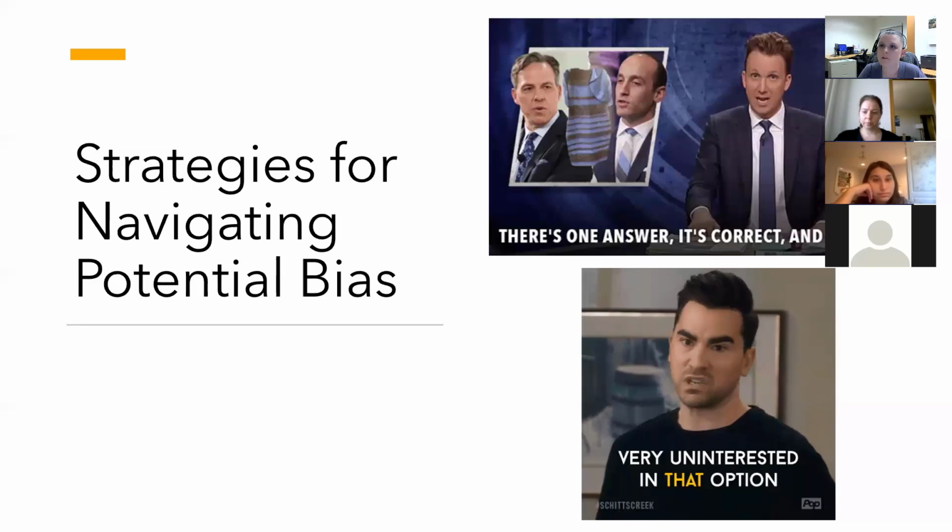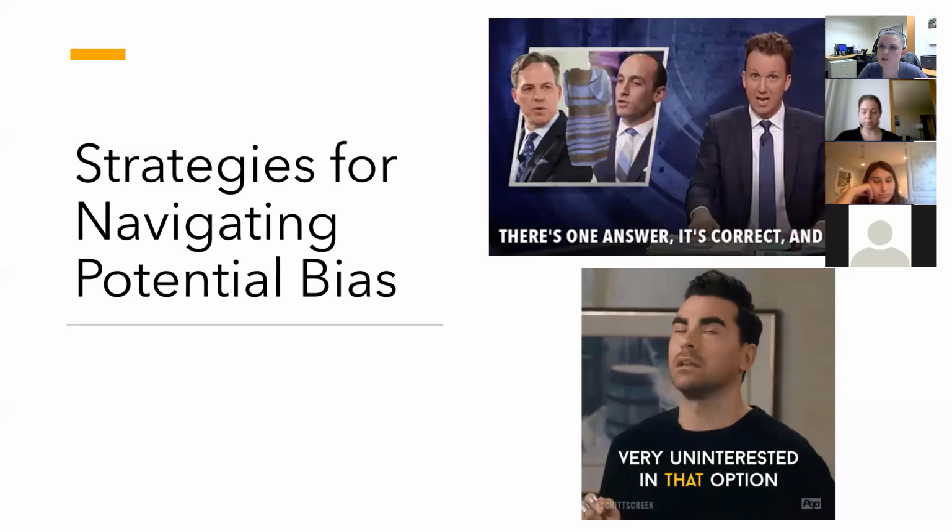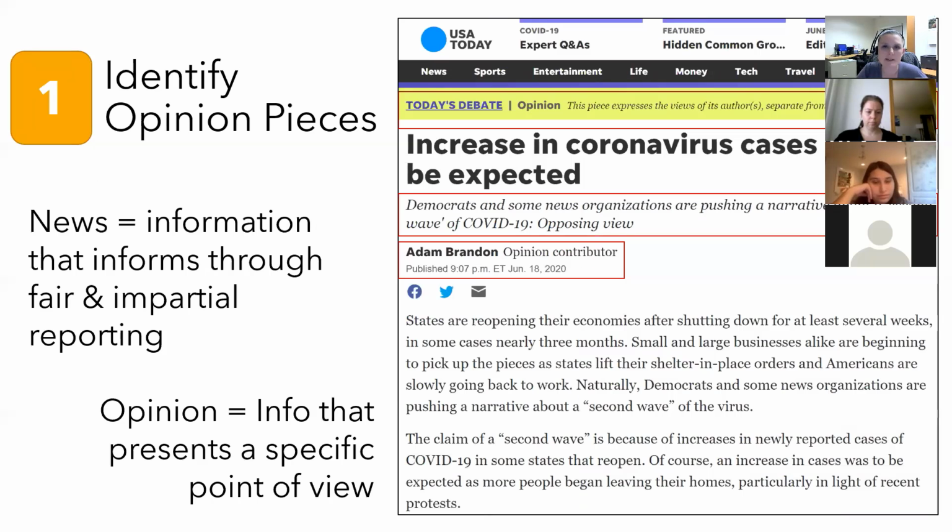Right, exactly. So that is one thing that makes a journalist's job difficult, really, is riding that line. Good question. All right, so the first step is an easy one. Identify the opinion pieces. With so much information out there, we need to know the difference between news and opinion. News is information that informs through fair and impartial reporting, and opinion is information that presents a specific point of view.